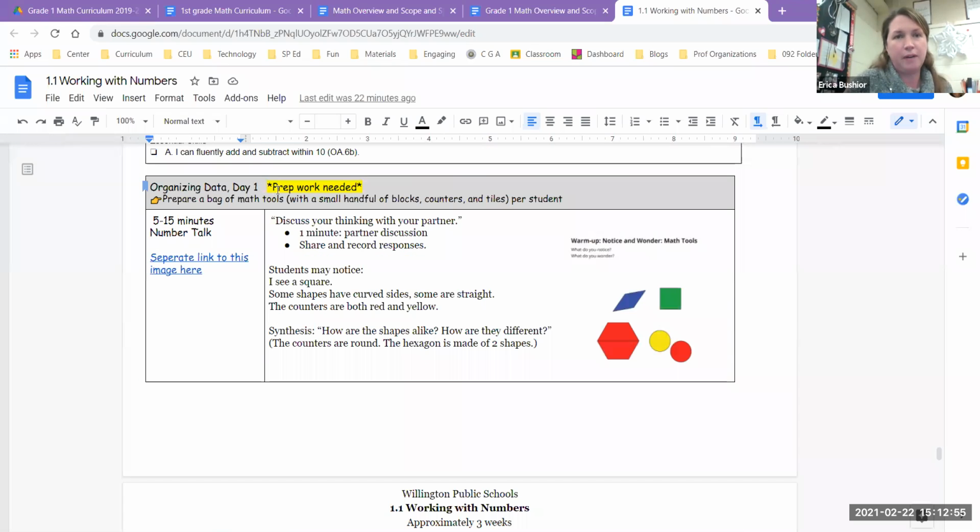I try to highlight the very important things like prep work. If we're not just going to pull some materials out and go, you're going to have to do some prep work. So I try to highlight that for teachers because that's very useful.